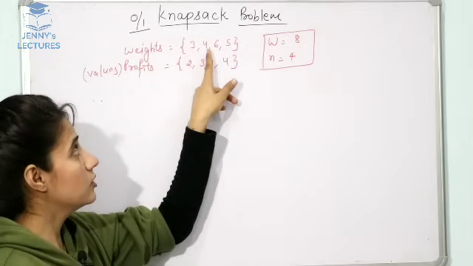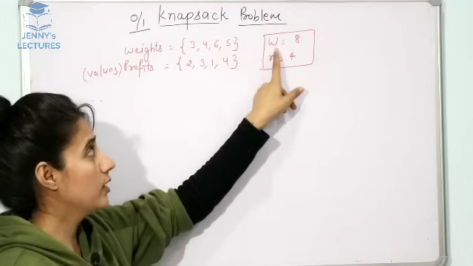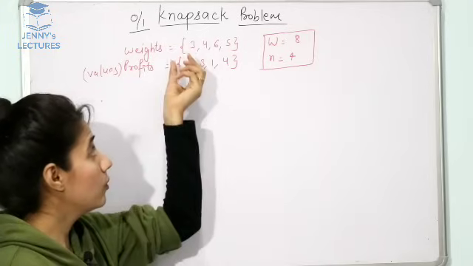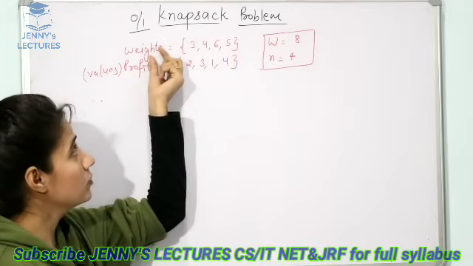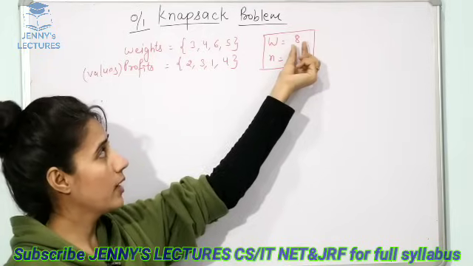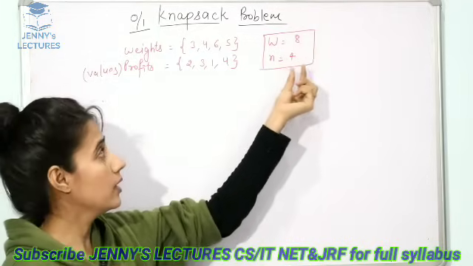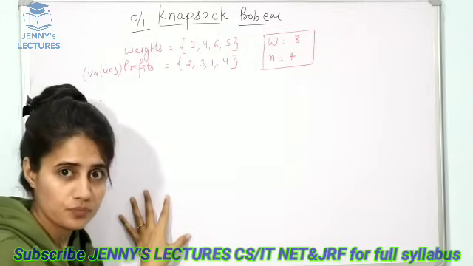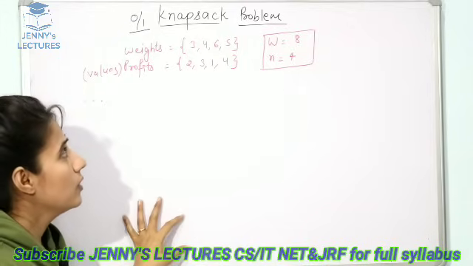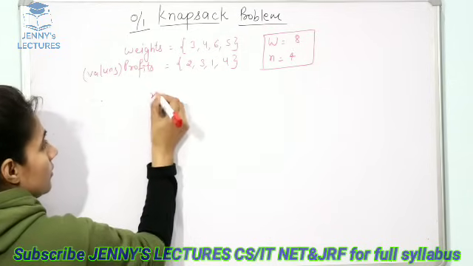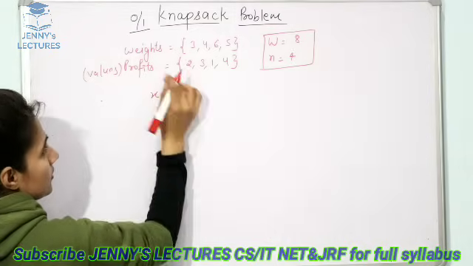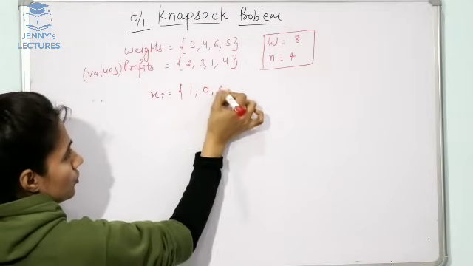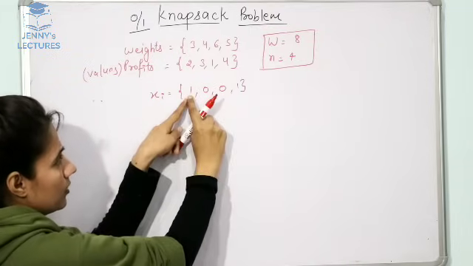Weights are given as 3 kg, 4 kg, 6 kg and 5 kg, and W is 8 kg. Or you can say the bag in which you will store the items you pick has a capacity of 8 kg. And here we have 4 items. Now one method is that you can write xi. Suppose x is any item. We will write it like this: 1 0 0 1. It means here there is 1.